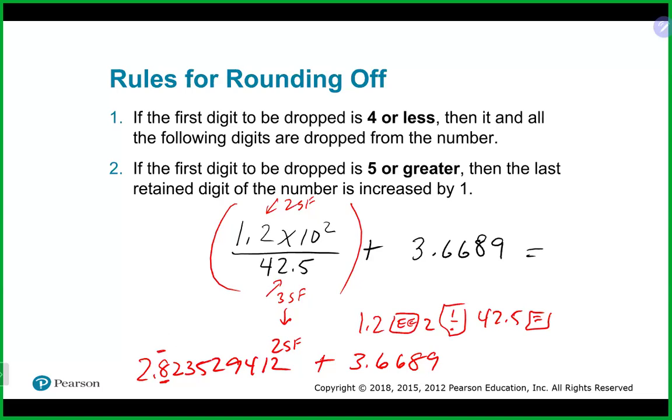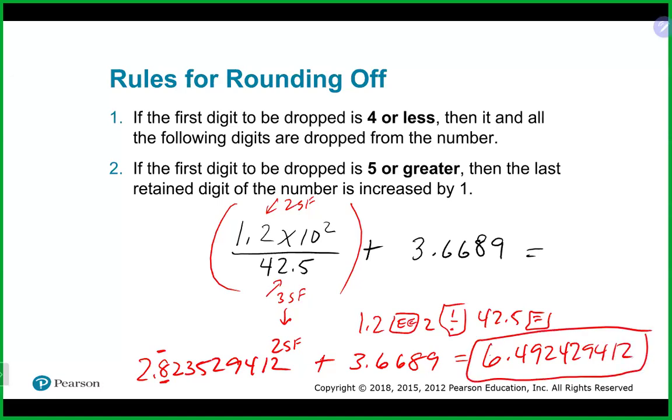Again, I'm probably not going to round at this point. I'm just going to take the whole number in my calculator and add it to my next number, which is 3.6689. Hit an extra digit there, probably not good. And when I do that, now on my calculator I got 6.4924 29412 on my display there.